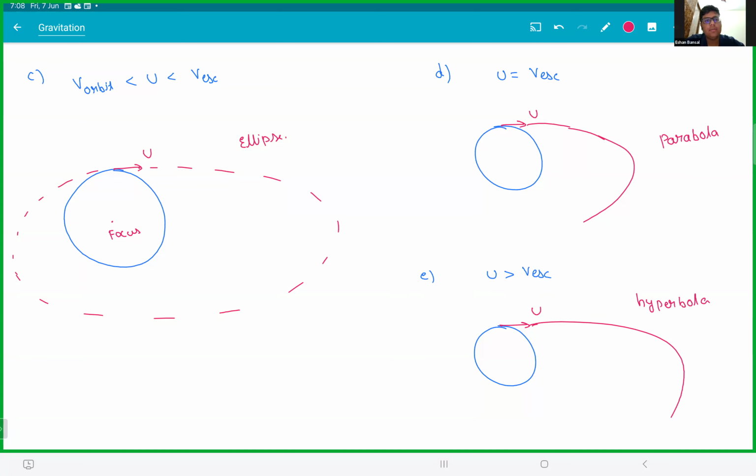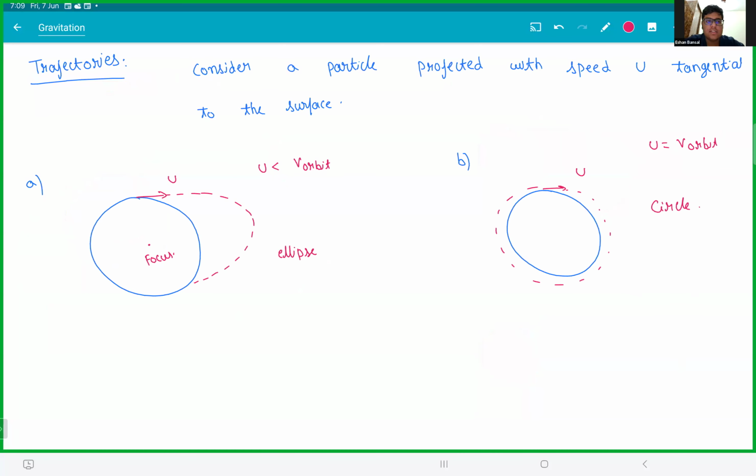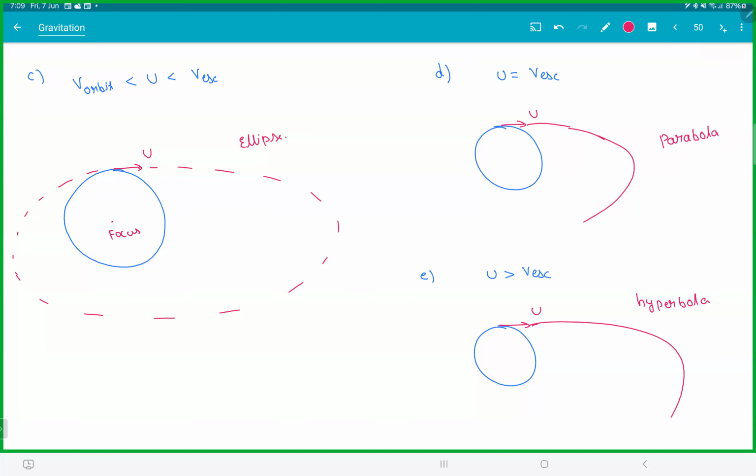So in the case where v orbit is less than u, less than v escape, the elliptical path will be on the planet or slightly above it. It will not collide with the planet. So it will just graze over the planet. It will just graze the point where you launched it from. Na, it has to graze there. So in all the cases, it will reach the point where we launched it from.